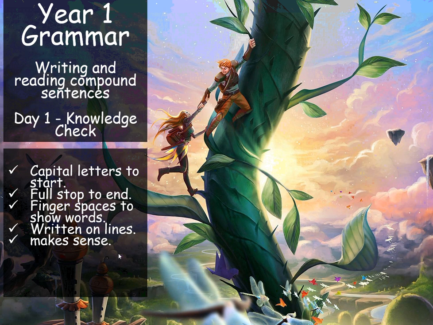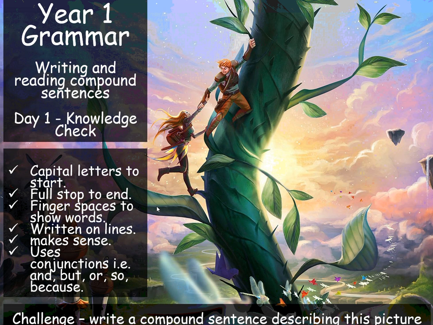And then, in order for it to be a compound sentence, you need to use a number of different conjunctions. So, for example, you might use and, but, or, so, or because. Any of those would turn an ordinary sentence into a compound sentence. So, finally, your challenge for today is this. Write a compound sentence describing this picture. Okay, so grown-ups, when you're ready, start the video again.